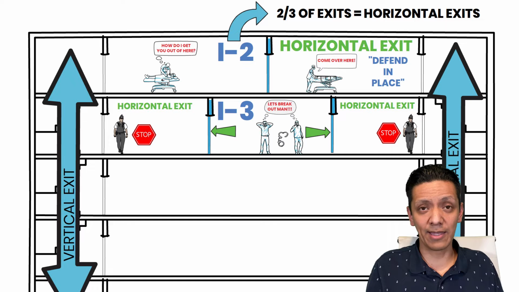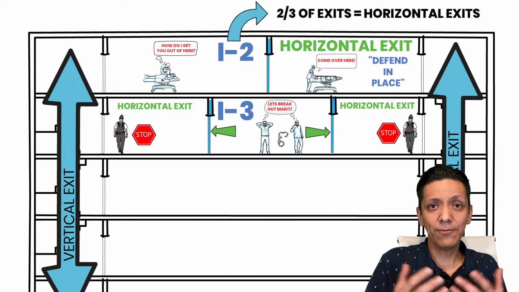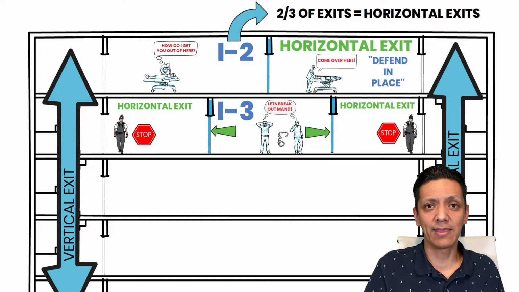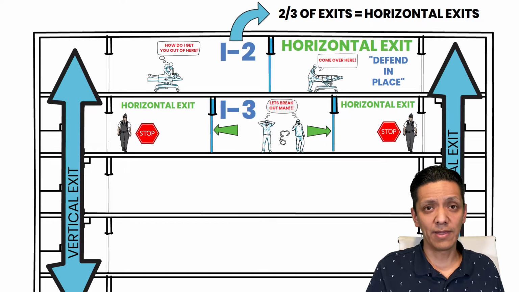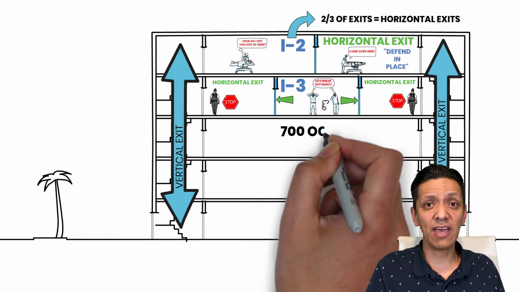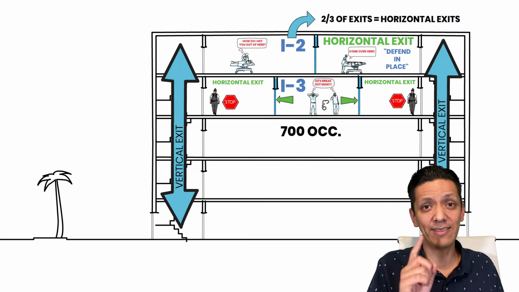Let's look at this third example. Let's say for a minute that a tenant wants to take the entire floor here, and they're going to use this for office. However, the design requires 700 occupants. Now that's a problem. Why?